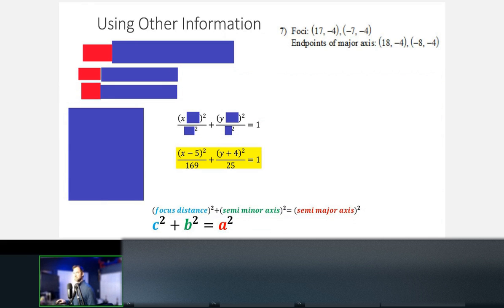What did you get for the center? Five, -4? I agree. So we all should have got x minus 5 and then y plus 4.